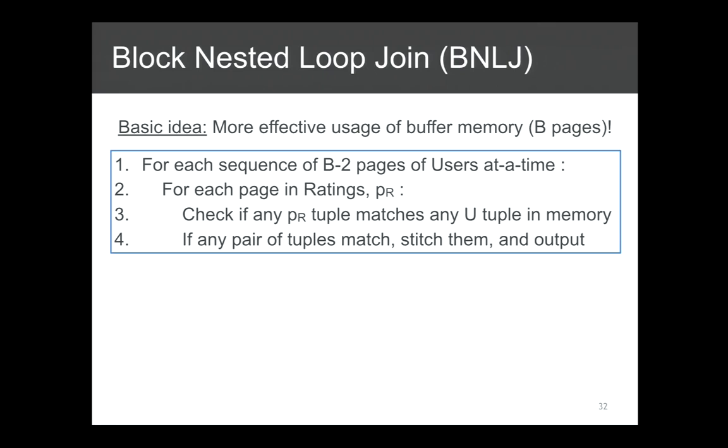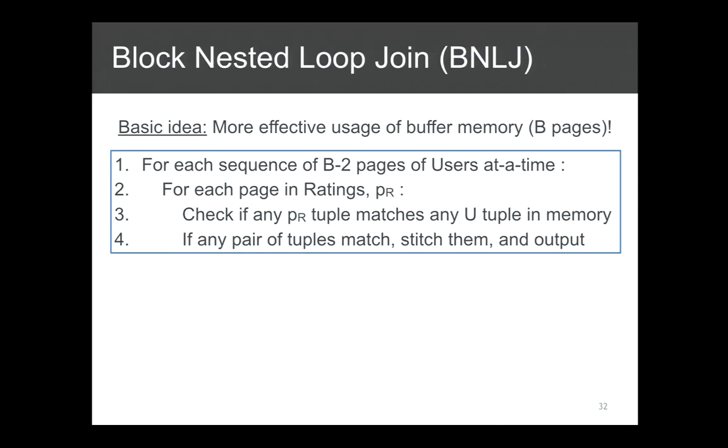And just like the blocked I/O idea we had for external merge sort, that's what we're going to do here. Instead of reading 1 page of the users at a time, which is the outer table, you're going to read a sequence of B minus 2 pages at a time. Just like with external merge sort, where we read a sequence of B pages from the sorted runs, here we are reading a sequence of B minus 2 pages of U at a time. 1 frame is assigned for reading a page of R. 1 frame is assigned for writing out the output.